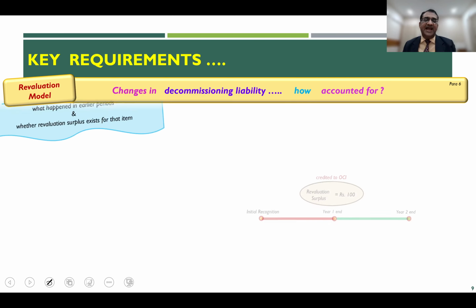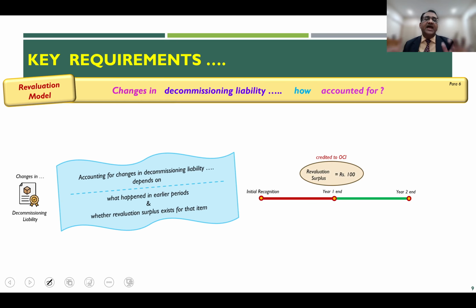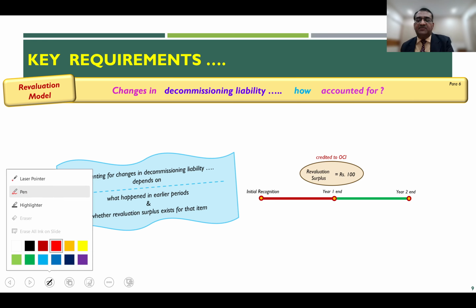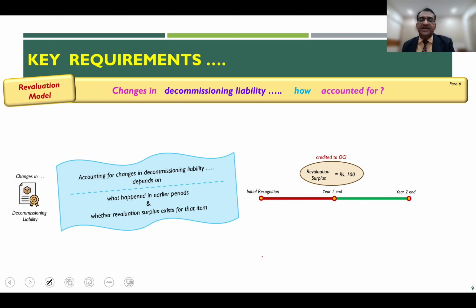So if you go to the next slide, all we said is the accounting for change in decommissioning liability is dependent upon what happened in earlier periods and whether a revaluation surplus exists or not. So let us see this scenario. Similar to what we saw, initial recognition at whatever number, then at the end of year number 1, you assume 100 rupees of revaluation surplus.